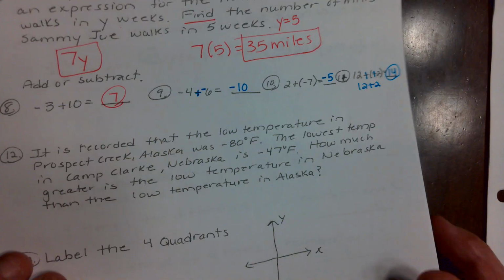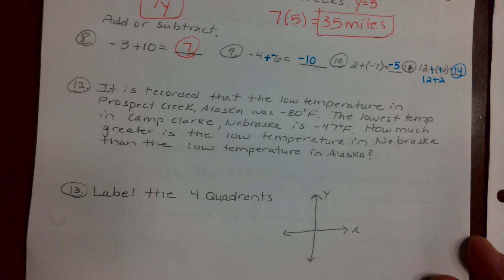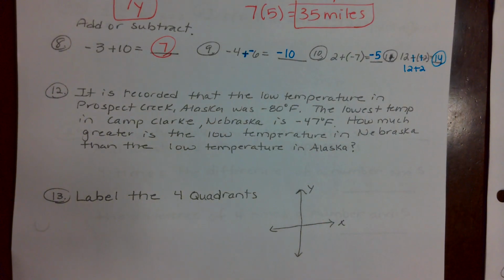It's recorded that the low temperature in Prospect, Alaska is -80 degrees Fahrenheit. Holy cowboy. The lowest temp in Camp Clark, Nebraska is negative 47 degrees. How much greater is the low temperature in Nebraska than the low temperature in Alaska?